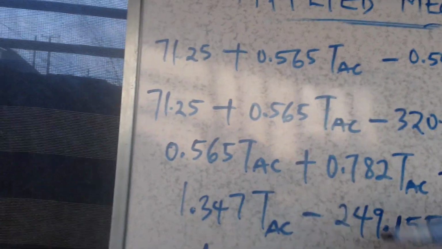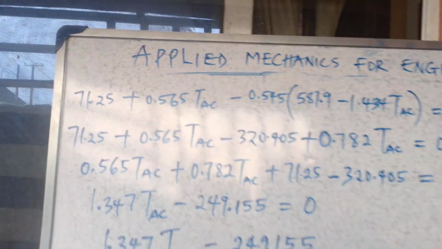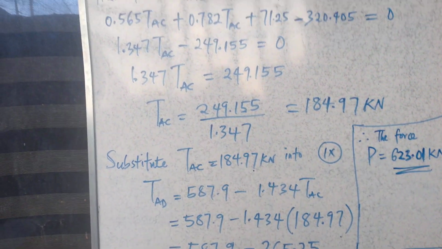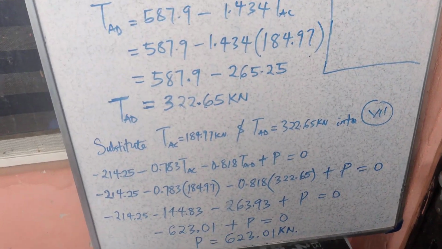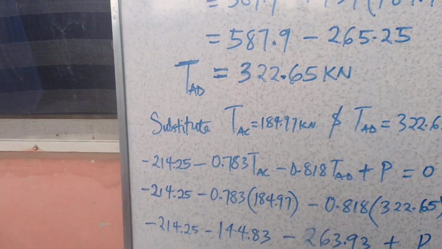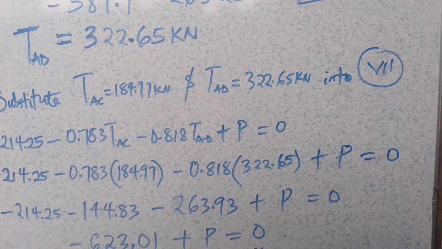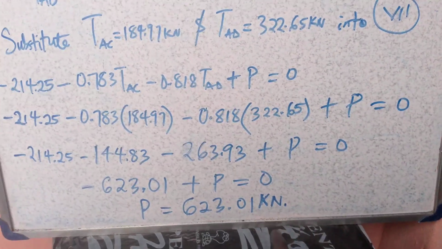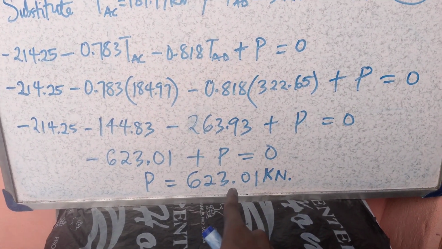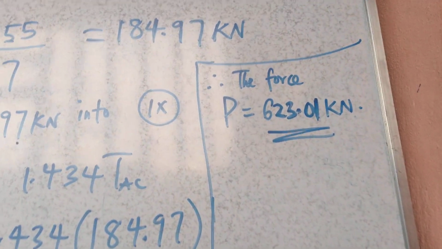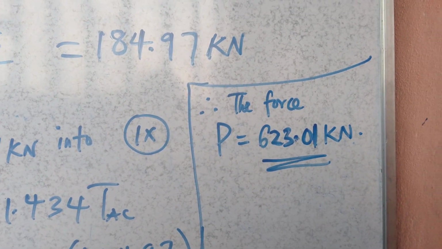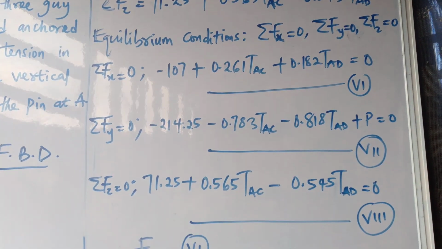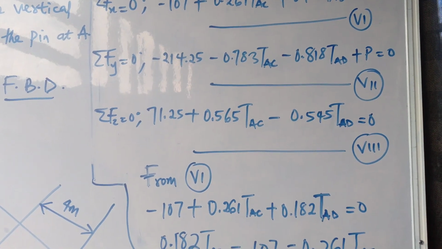Observe everything we have done. We did our substitution into equation 7, and finally we arrived at 623.01 kilonewton. So therefore the force is 623.01 kilonewton. This was everything we solved, everything is here, calculating conditions.